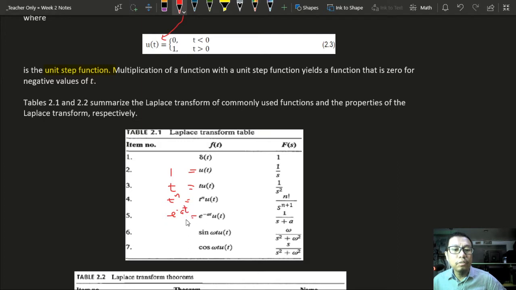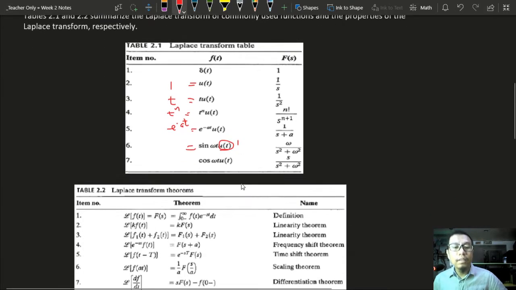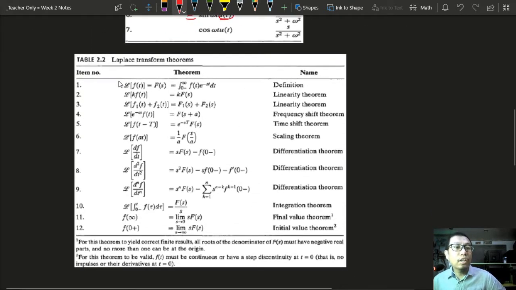Okay, so yan yung mga pwede nyo i-simplify dyan. Ito, kumbaga, pwede nyo i-treat to as 1. Okay. So, yun yung pwede natin gawin dyan para ma-simplify siya. Okay. Now, these are the properties. Okay, table 2.2 summarizes the properties.